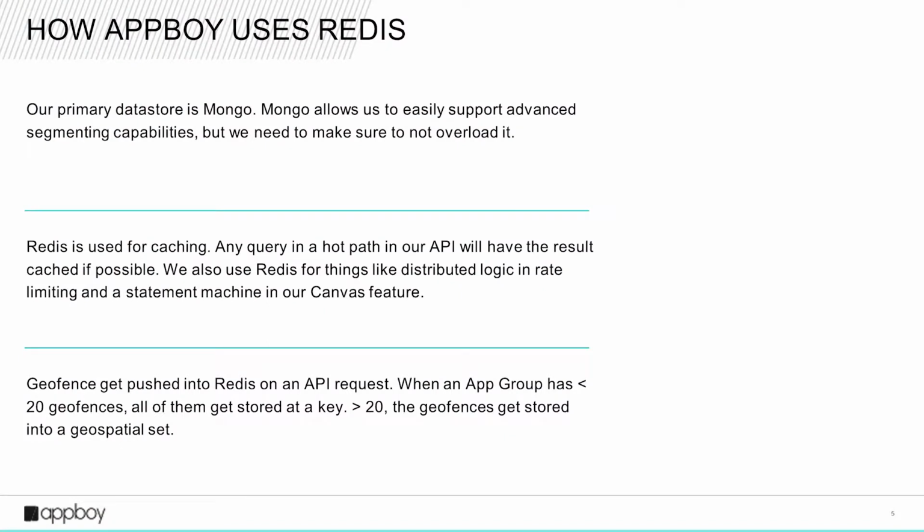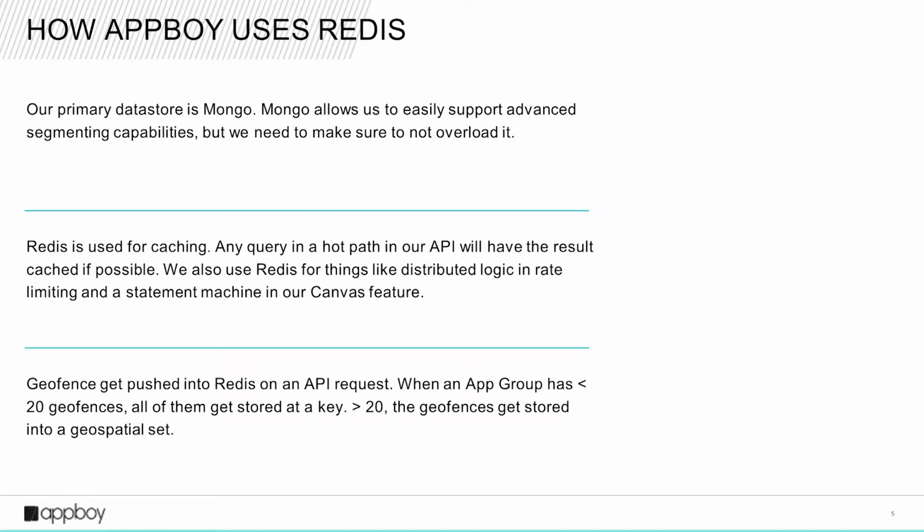Yeah. So the way we're using Redis for geofences is, when a user's device makes an API request for the geofences around it, we'll push them into our Redis stores. So app groups are how we organize things on people's dashboards. If you have multiple apps, they can be in a single app group. It doesn't have to be an app. It could be your website, that type of thing. So when an app group has less than 20 geofences, we just send them all to the device.